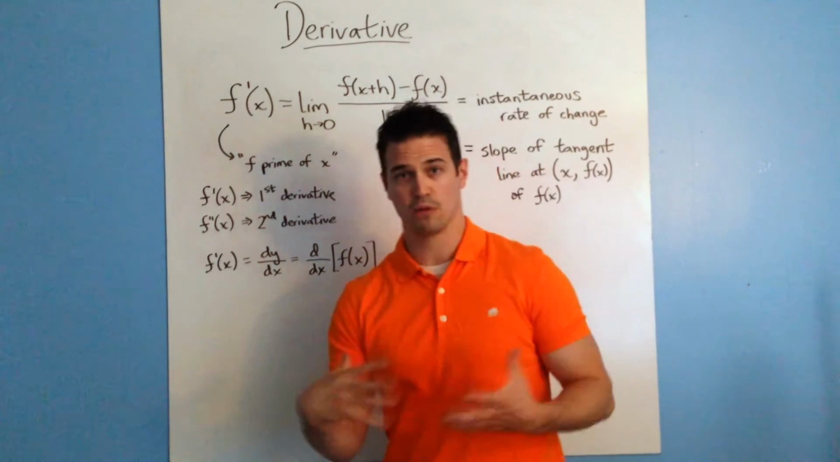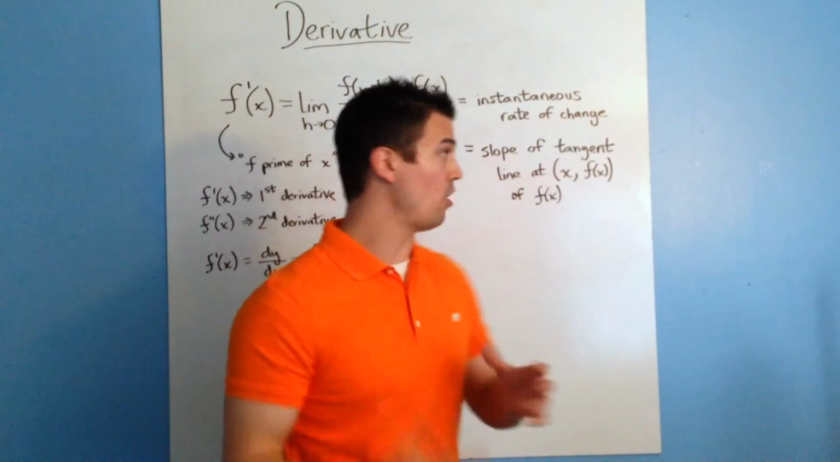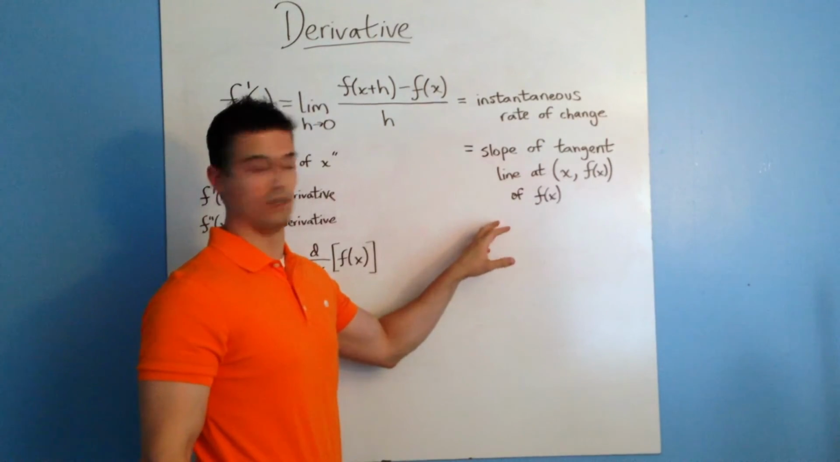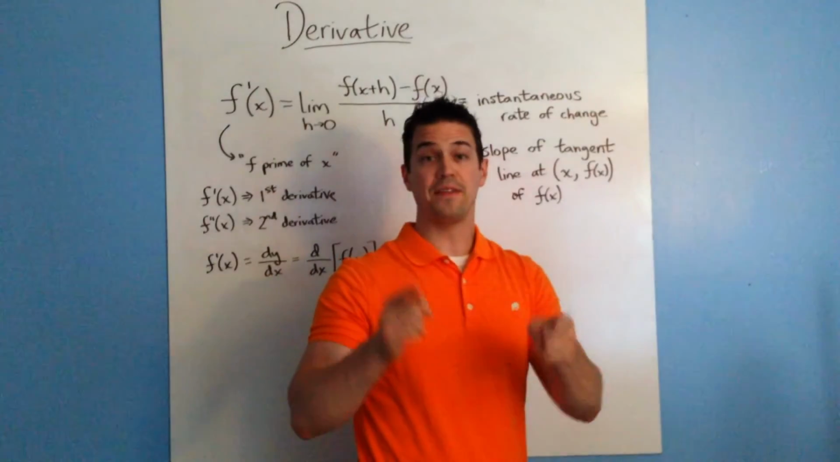So the thing that you really want to focus on in this video is this f prime of x and what the derivative is. All it is, based on the last video, is the slope of the tangent line at that point, at this point x, f of x. If you have any questions about this, let me know.